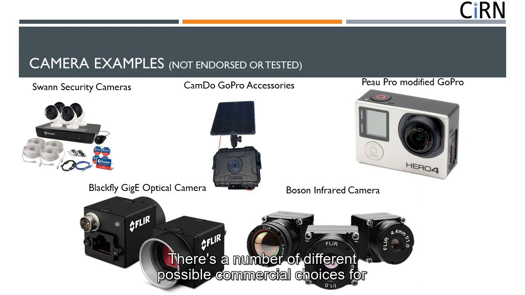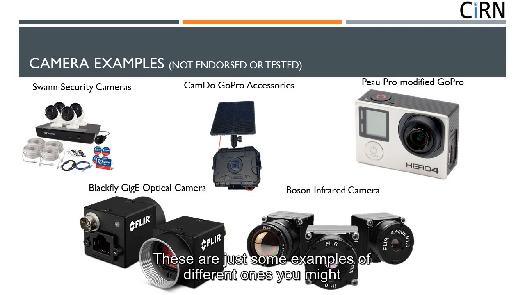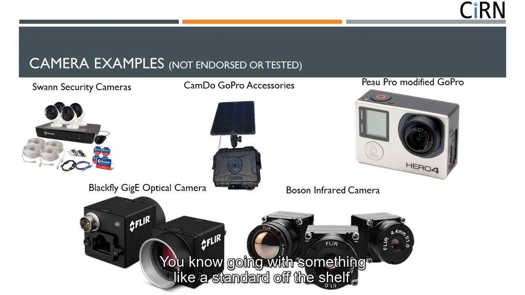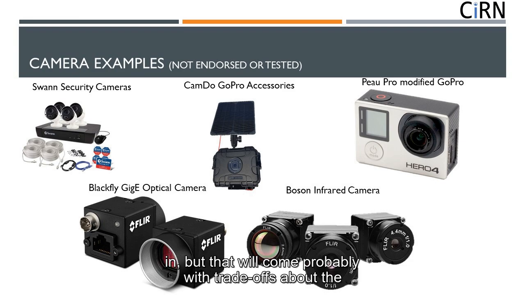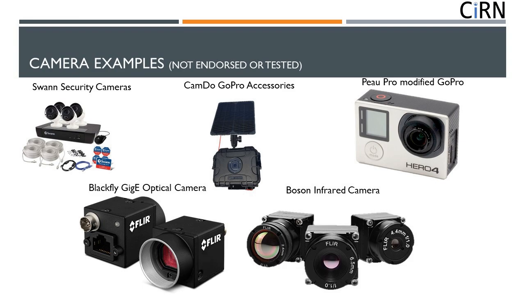There's a number of different possible commercial choices for cameras. These are just some examples of different ones you might consider. Going with something like a standard off-the-shelf security system is one option if you're not interested in digging in, but that will come probably with trade-offs about the rolling shutter and the quality of the lens and sensor.